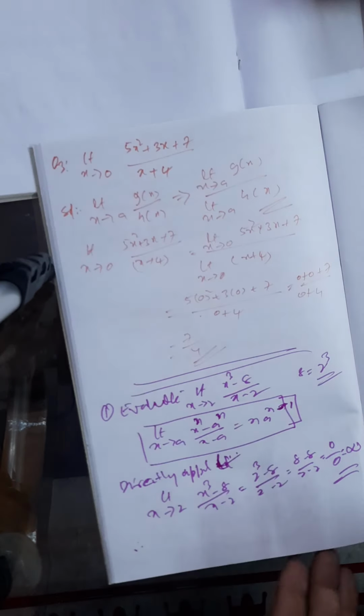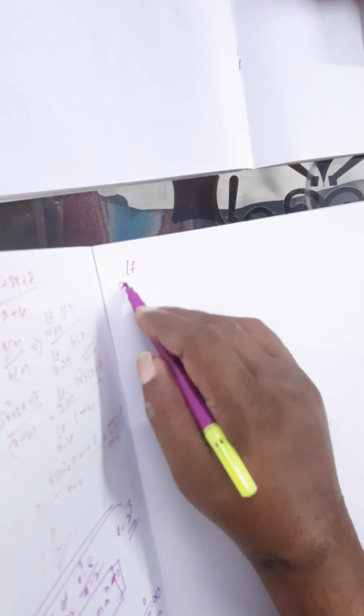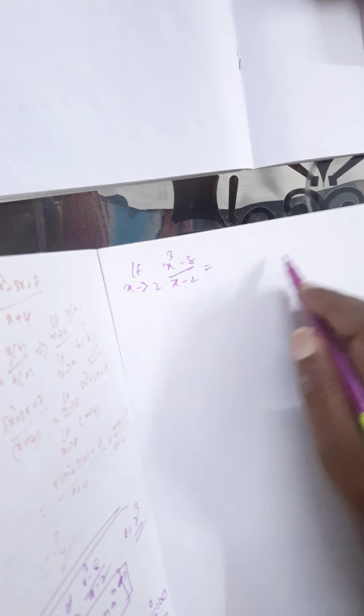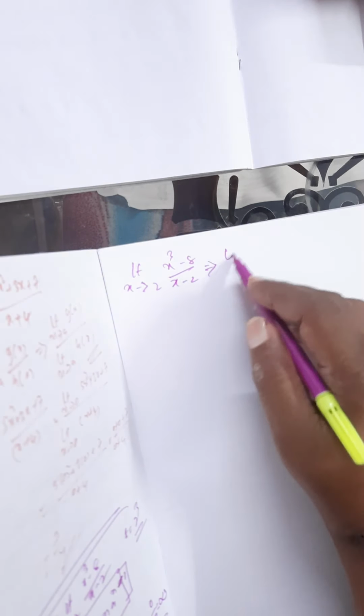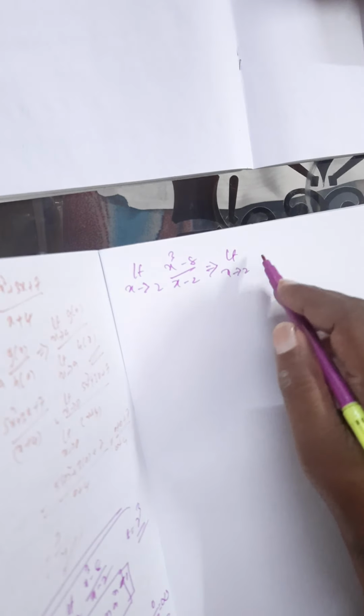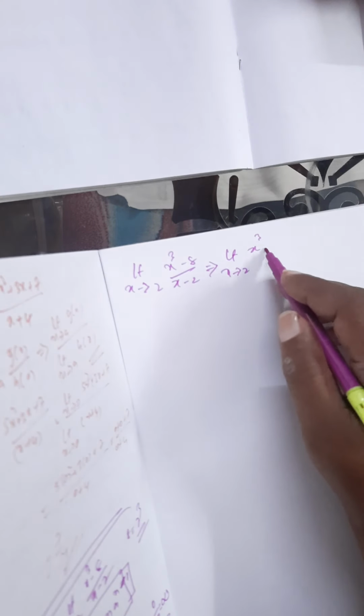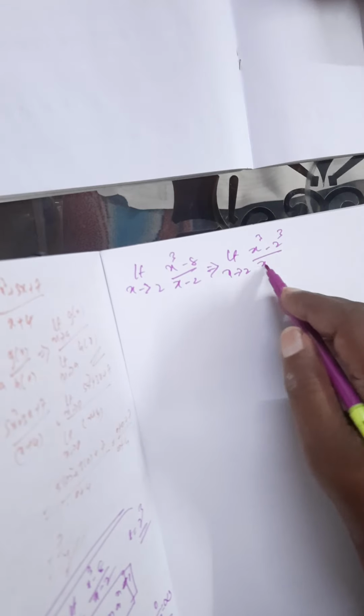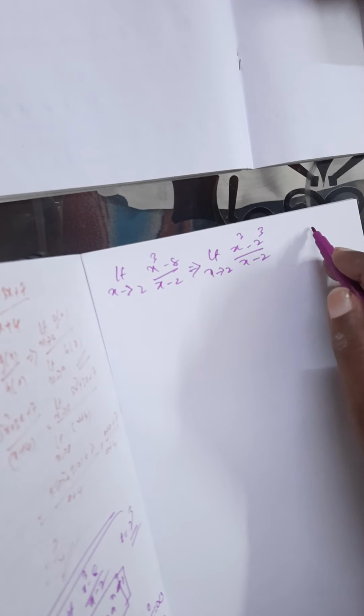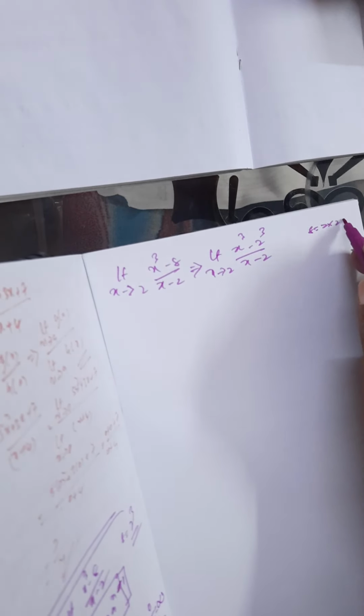Now we have to see this: limit x tends to 2 of x cube minus 8 by x minus 2 is nothing but we have to separate it again. Okay, make it as a formula: x cube, this is 2 cube, x minus 2. Okay, 8 equals 2 into 2 into 2, that is 2 cube equals 8.